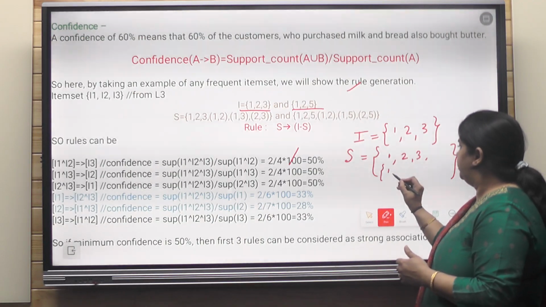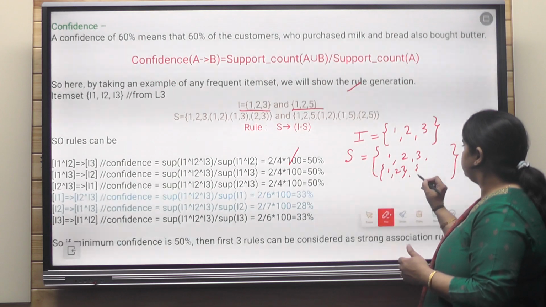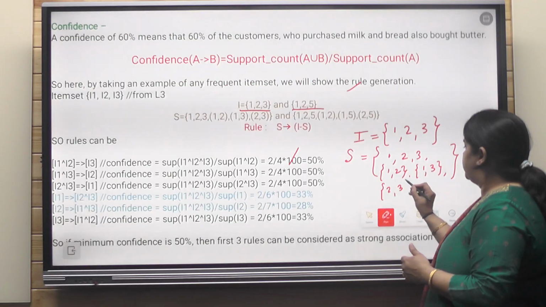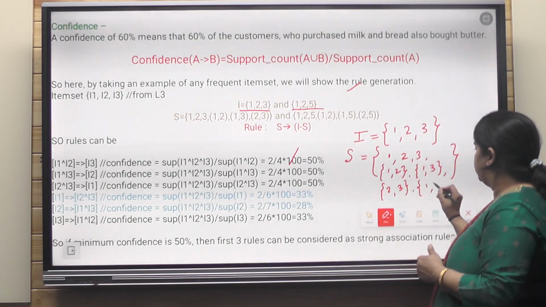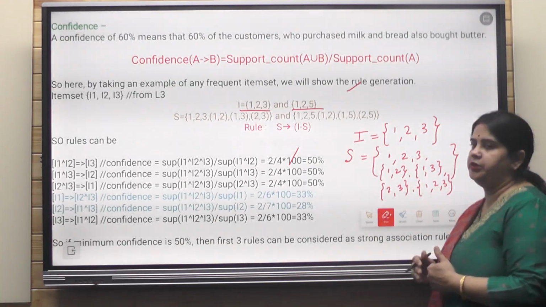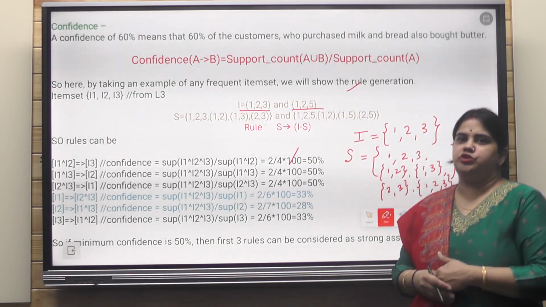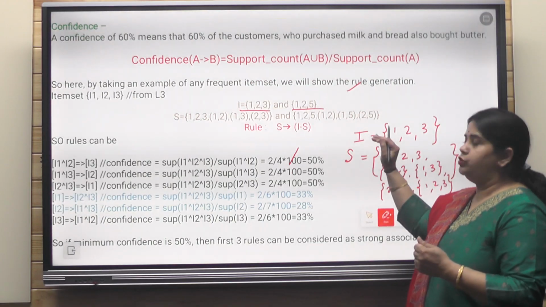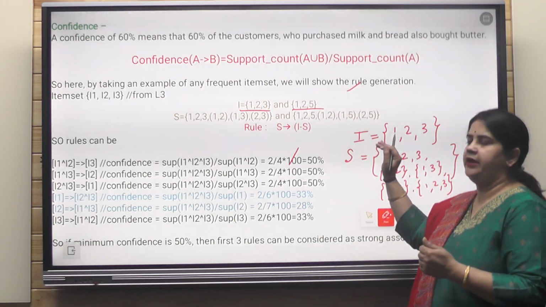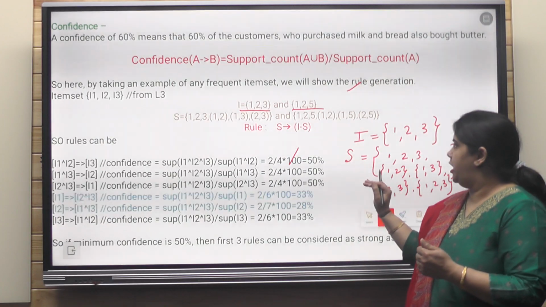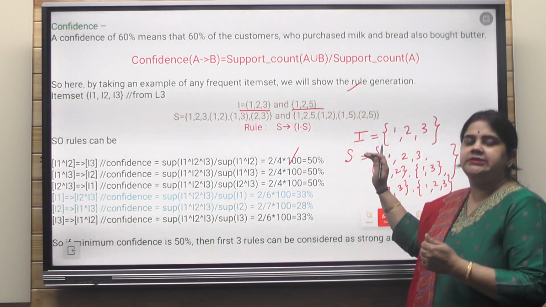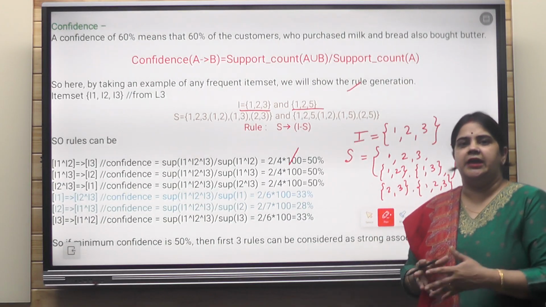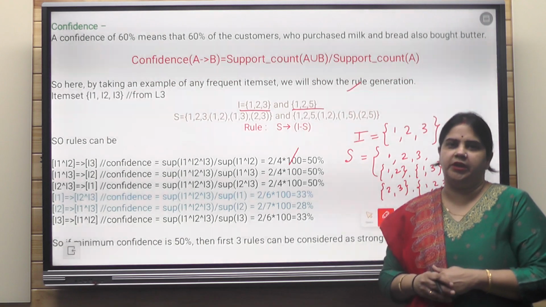Subsets can be of length 2, that is {1, 2}, {1, 3}, {2, 3}. What can be the other possible subset? The other subset can be the value itself, that is {1, 2, 3}. So these are the subsets which we have created under the S value. Now we have the two most important values, I and S. Both are sets. I says that I am the frequent list of items, and S says that I am a subset of all the frequent items.